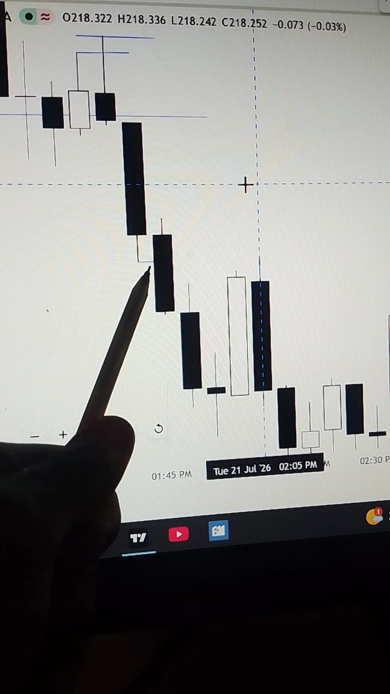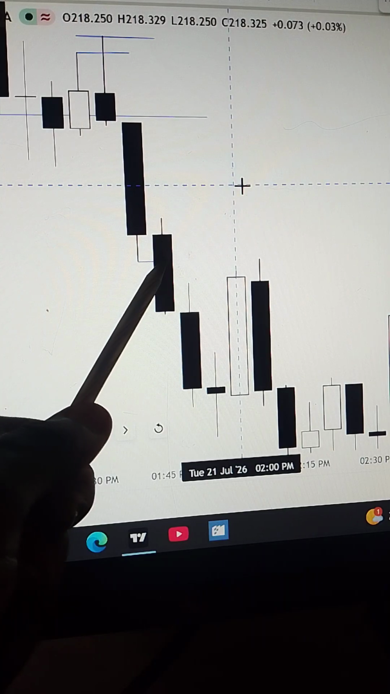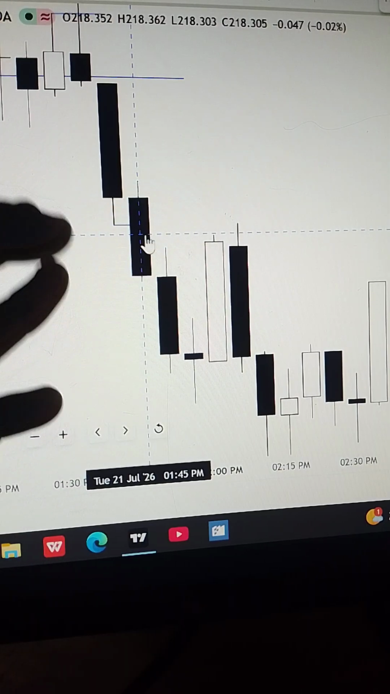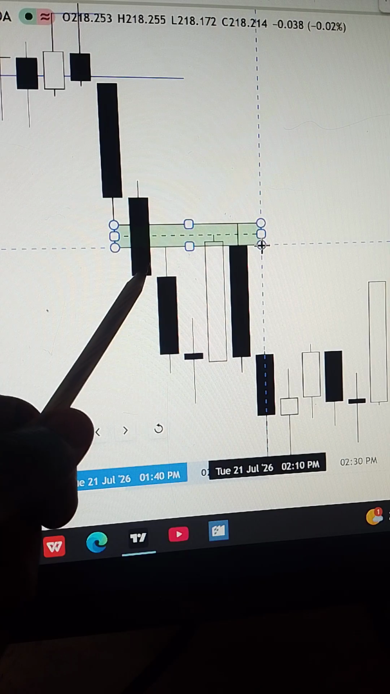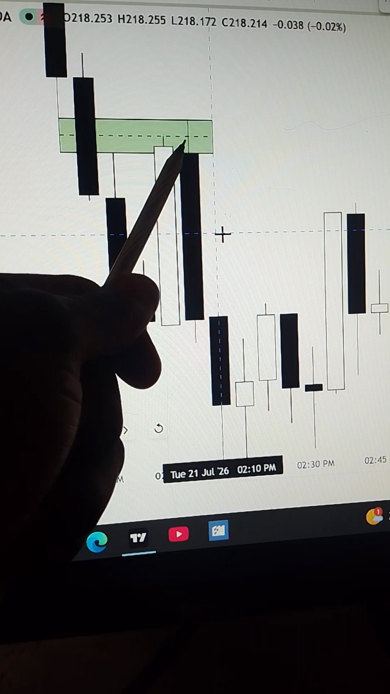You can see this candlestick closed below the previous candlestick, so you add more positions here. This candlestick closed below this, you add more positions after every 5 minutes. You can see the market had a retest on this 5-minute time frame fair value gap. So you add more positions after the fair value gap, add more positions.